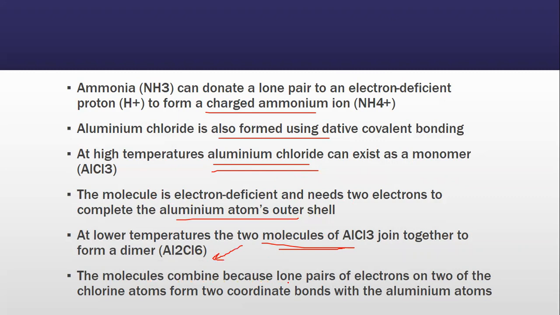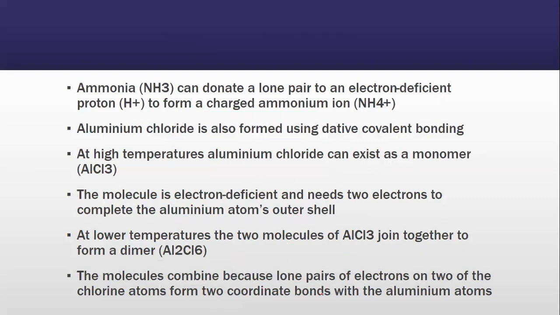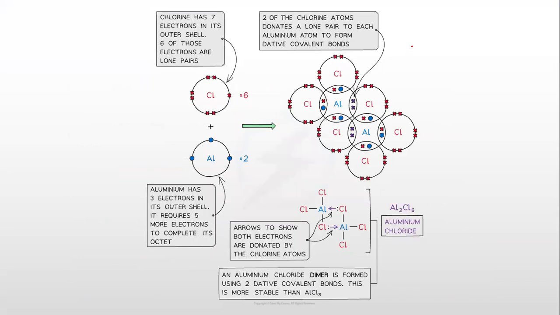The molecules combine because the lone pairs of electrons of the two chlorine atoms form two coordinate bonds with the aluminium atom, something like this. ये दो AlCl3 के molecule हैं. This is also an AlCl3. This is also an AlCl3 and they have combined together to form Al2Cl6. कैसे? Bonding basically chlorine and aluminium के दरमियान हो रही है.